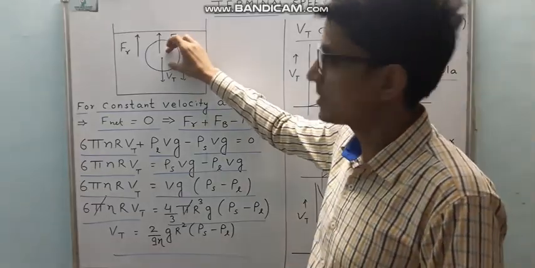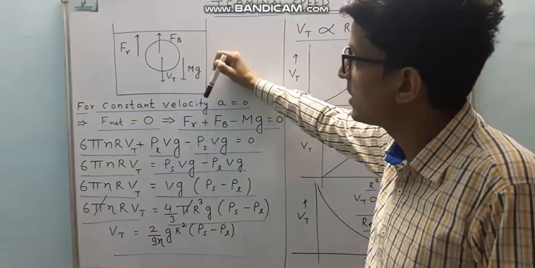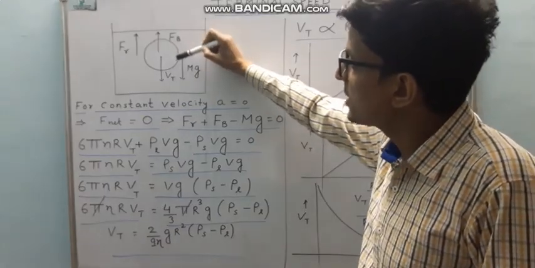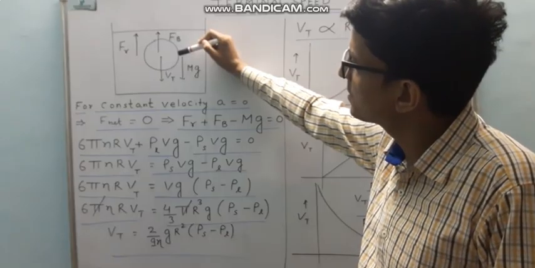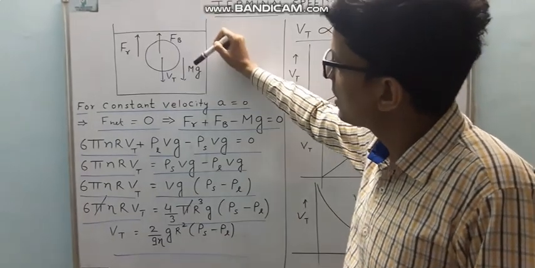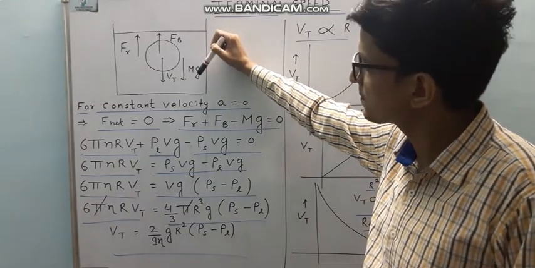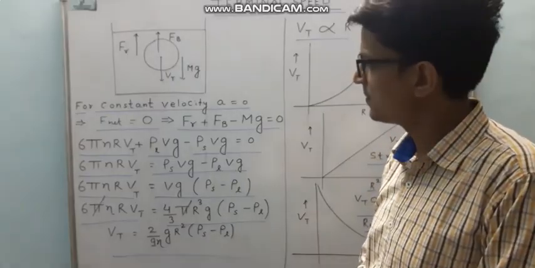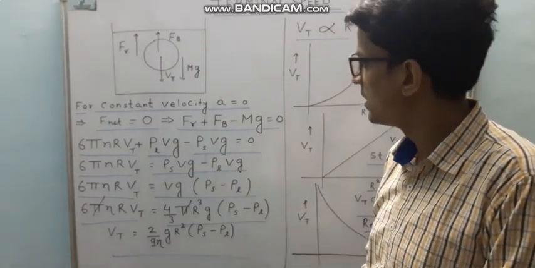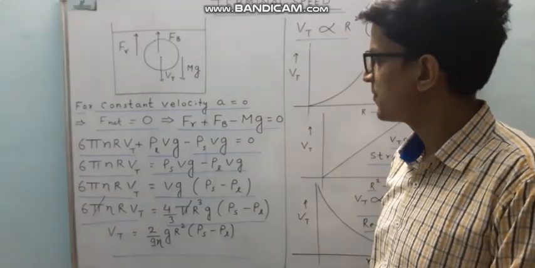So suppose this is a sphere and it's moving with the constant speed Vt. The forces acting on the sphere will be buoyant force in vertically upward direction, resistive force in vertically upward direction, and weight in vertically downward direction. And we know that if velocity is constant, then acceleration will be zero. So net force will be zero. That means resistive force plus buoyant force minus mg is equal to zero.